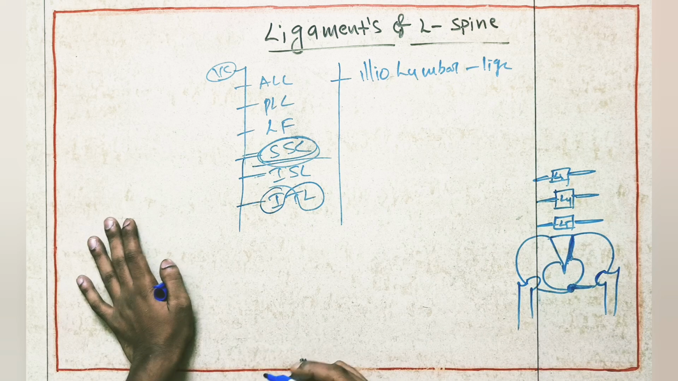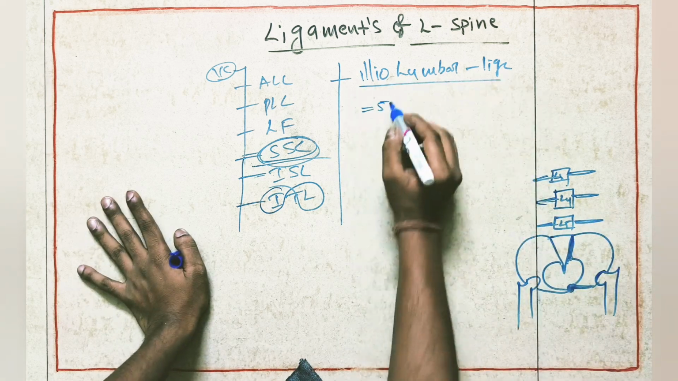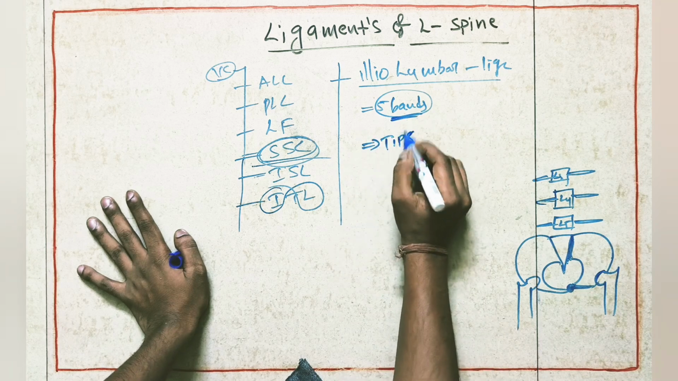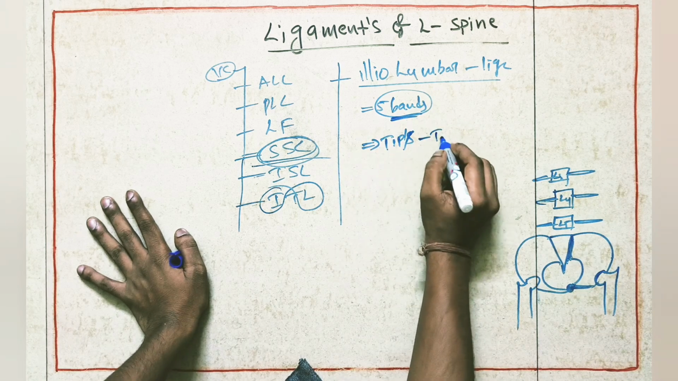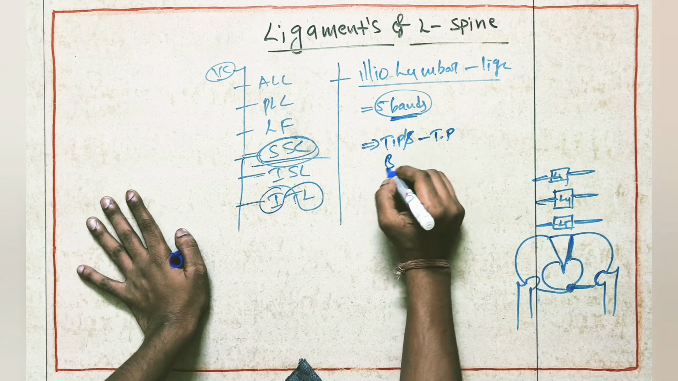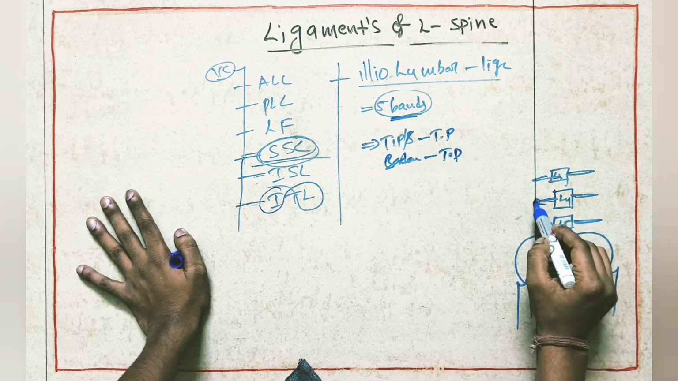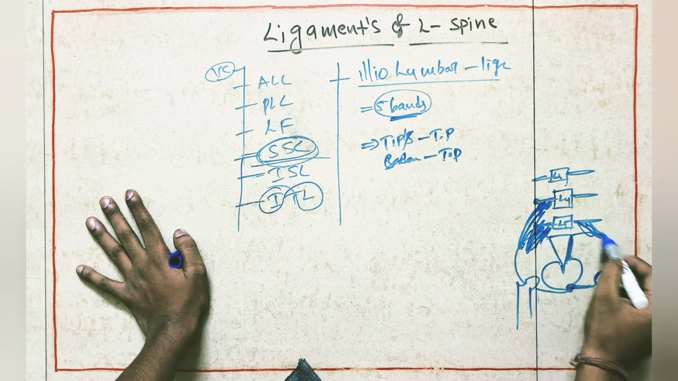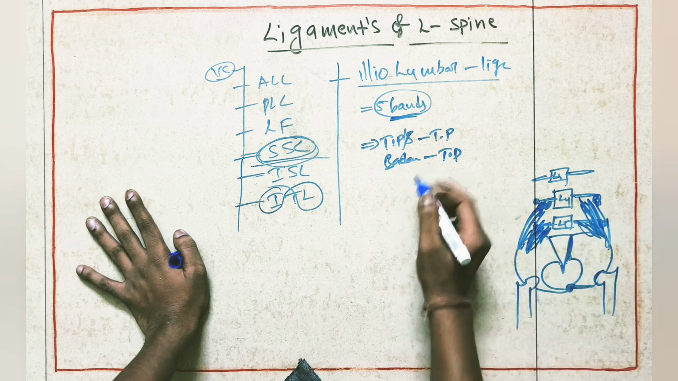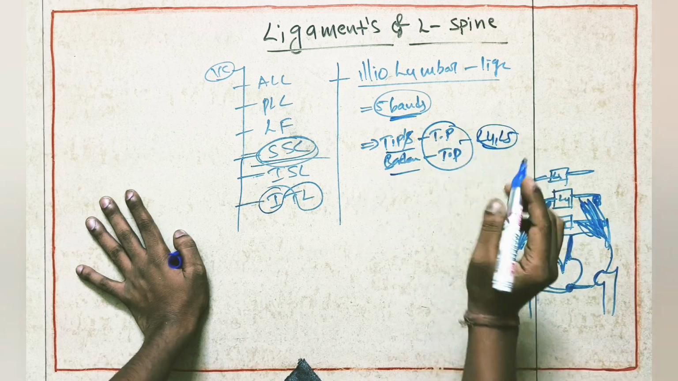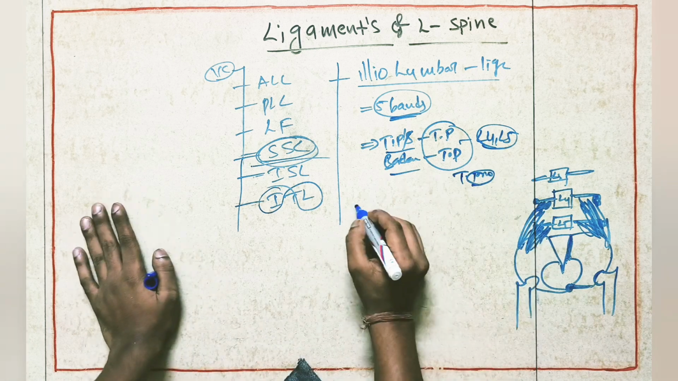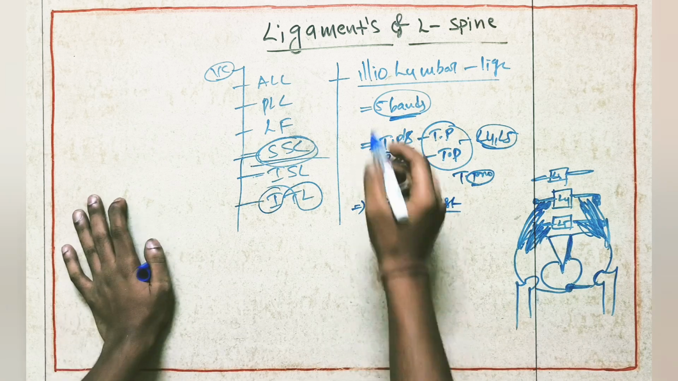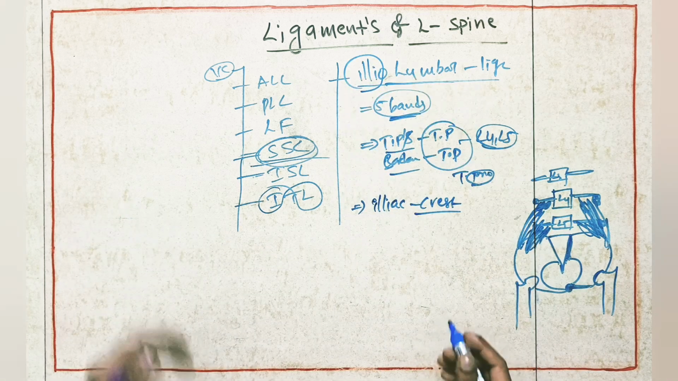Now, this iliolumbar ligament has a total of 5 bands. It starts at the tips of the transverse processes and the borders of the transverse processes of the L4, L5 lumbar vertebrae, and it attaches to the iliac crest. That's why it is the iliolumbar ligament.